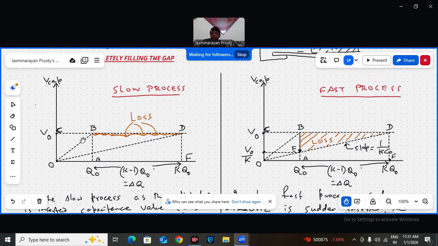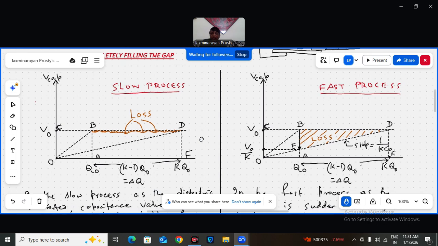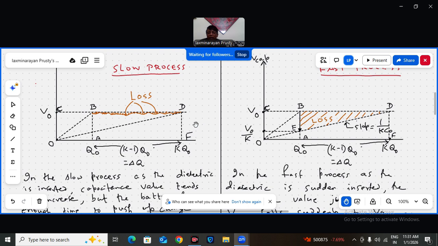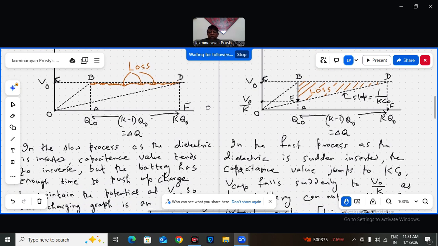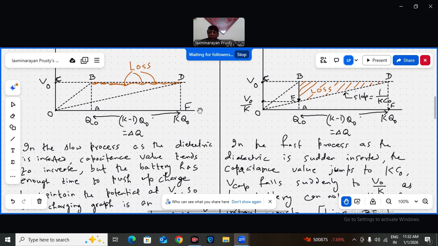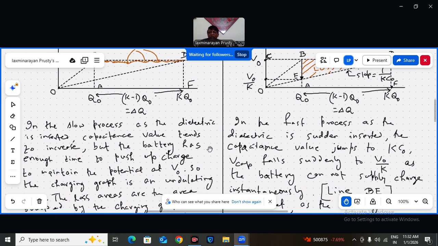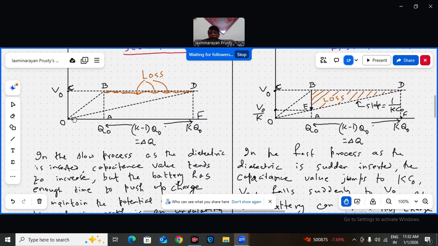Initially the capacitor is charged to V0. After that the dielectric is introduced. So as you introduce the dielectric slowly, nanometer by nanometer, the capacitance has a tendency of rising. So the potential difference has a tendency of falling, because if I don't change the charge, since the capacitance increases, the potential tends to fall. But the battery has enough time to pump charge to arrest that falling process, to bring it back to V0 without much falling.